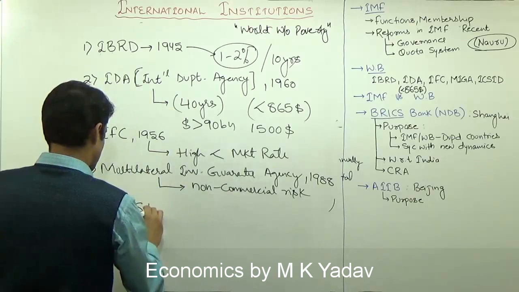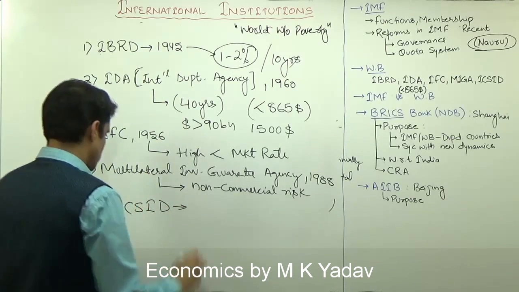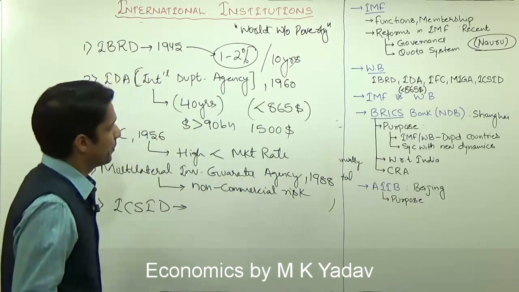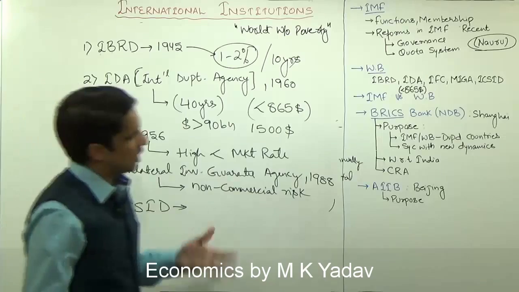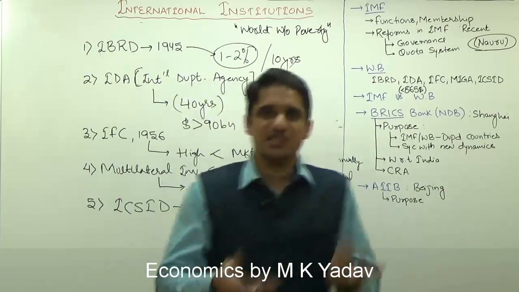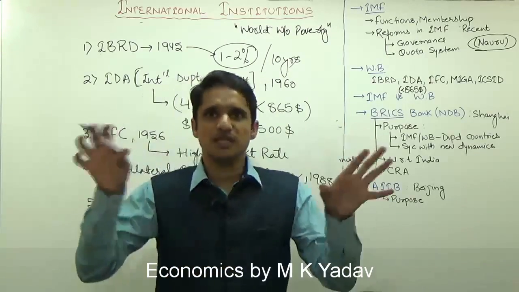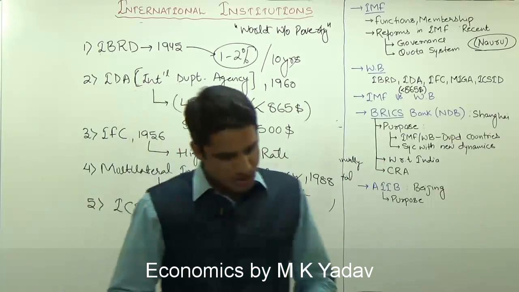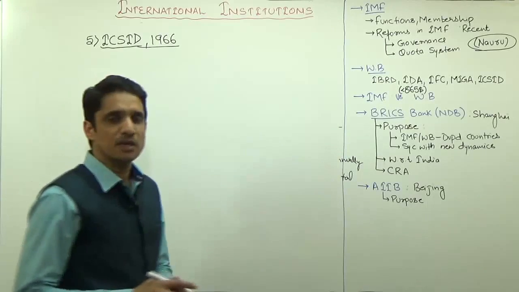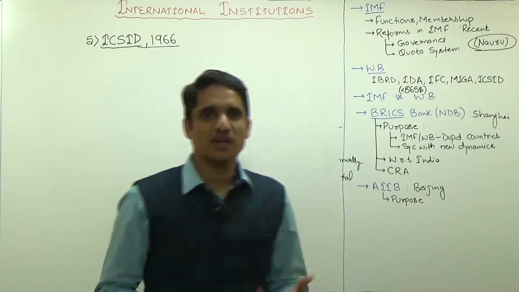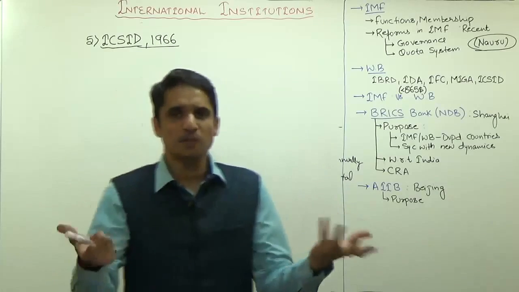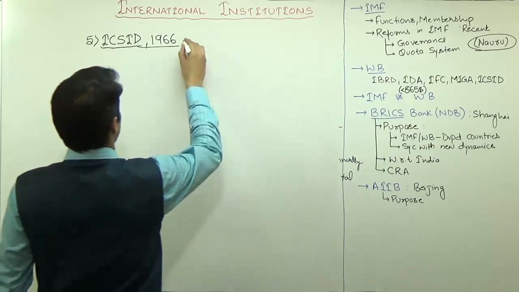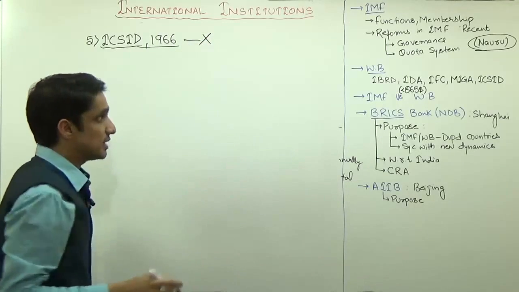Then we have ICSID. ICSID is a type of adjudicating the cases. Suppose there are two countries and there is some issue. So ICSID is going to adjudicate the cases. The recommendations or the decisions of the ICSID are binding on the two parties if they have agreed to the arbitration. But India is not a member of ICSID.